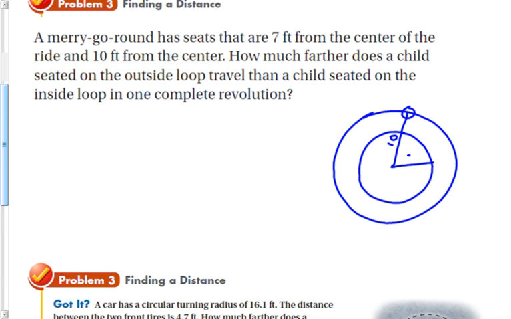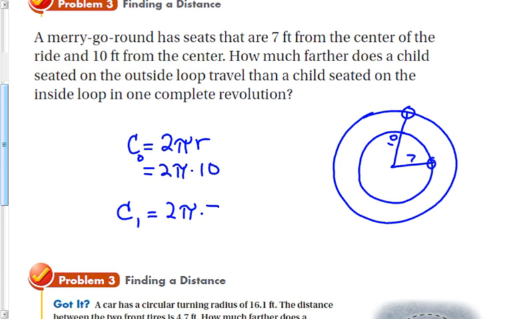And so that's 7. How much further does the outside loop go than the inside? All right, so this is a circumference problem, and circumference is equal to, since we're given the radius, let's use 2 pi r. And so the outside is 2 times pi times 10. So let's call that C of outside. Inside is 2 times pi times 7. And we can simplify these. This is 20 pi. And this is 14 pi.